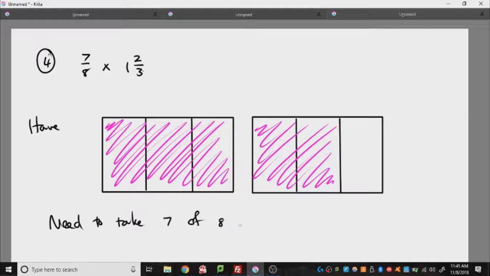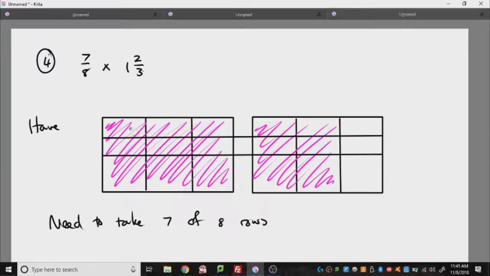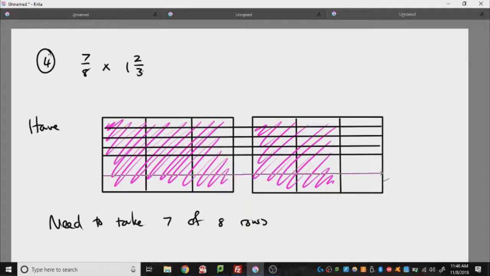7 of 8 rows, because I've used columns. So I'm going to have to make rows of 8. So split it in half. I'm just going to go straight through. Why not? Split that in half. Split the half in half again. And eventually I'll have 8 somewhat equal rows.